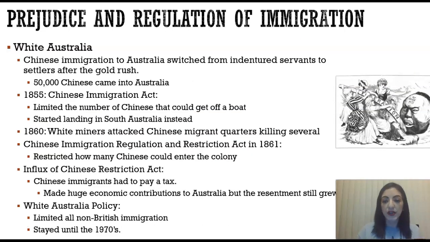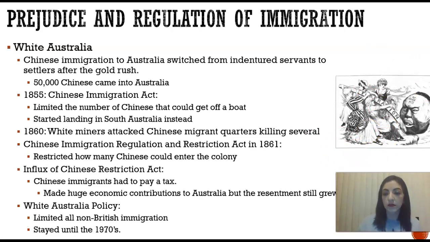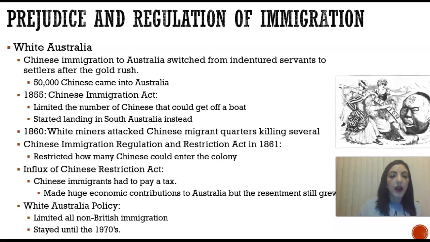Then we get to Australia, last and finally. So, White Australia. You have Chinese immigration to Australia, which switched from indentured servants to settlers after the gold rush. Because, again, indentured servitude is going to go out the window. It's another way of saying slavery. They're going to do away with it. You have 50,000 Chinese workers coming to Australia during this time.